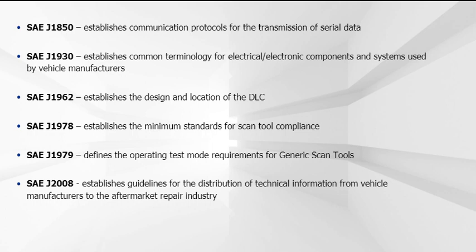SAE Document J2012, titled Recommended Practice for Diagnostic Trouble Code Definitions, subject Common Failure Codes and Code Definitions. The standard establishes a universal code format along with common code definitions for emissions-related failures reported by the PCM. OBD2 trouble codes, known as DTCs, consist of one alpha character followed by 4 digits.